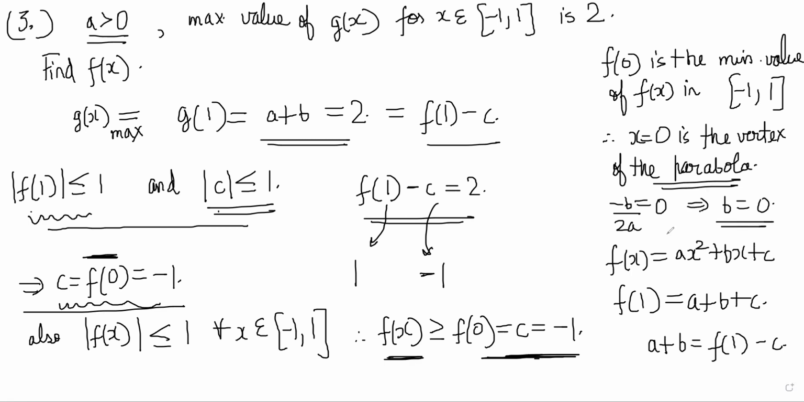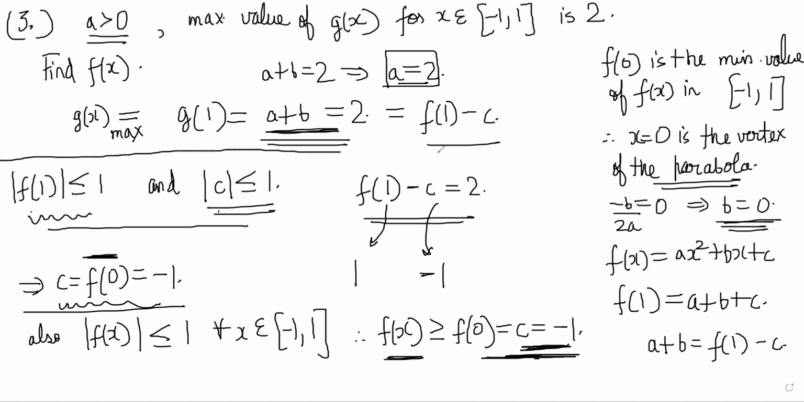And we already know that if b is 0, a plus b is equal to 2 implies a is 2, right? We are getting a is 2, b is 0. We also got c is minus 1, right? We are using basically all the properties of the quadratic function and the conditions that are given here. So the main point here is to focus on this section. How did we get that c is minus 1?